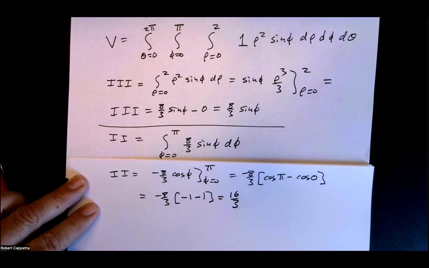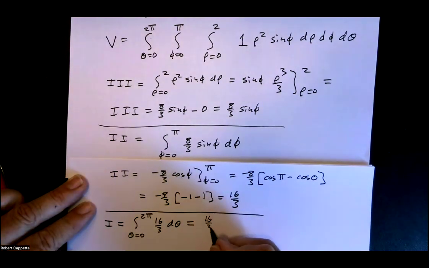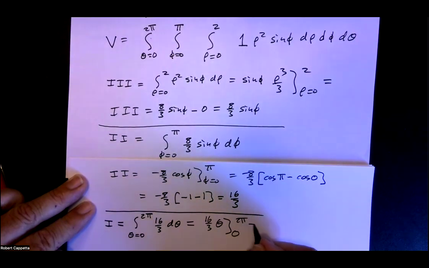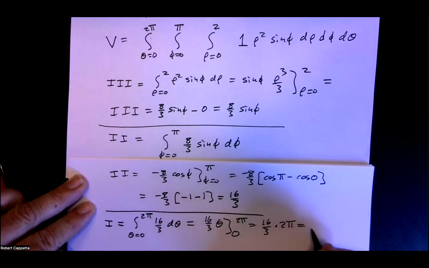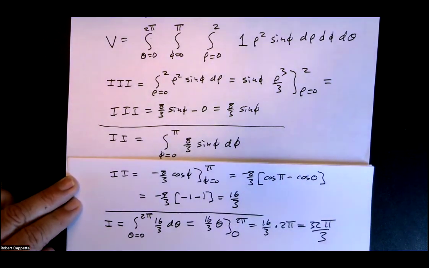And let's finish off the integral. So this is 16/3 theta, as theta ranges from 0 to 2 pi, which is 16/3 times 2 pi, which is 32 pi over 3. And we believe that is the volume of a sphere with radius 2.